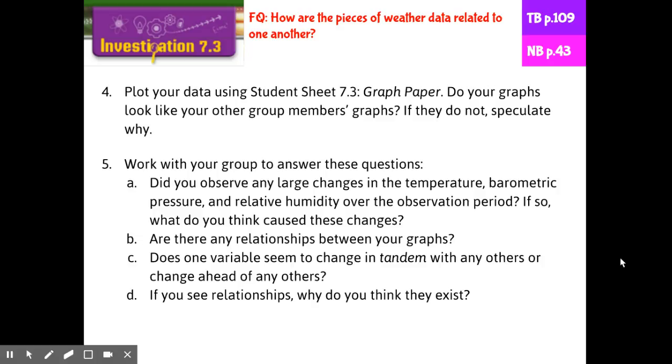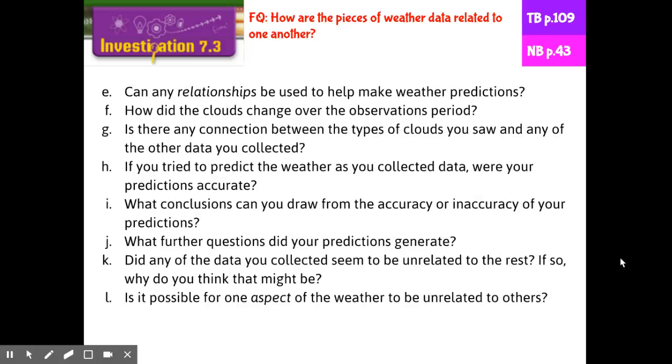There's a whole bunch of them. 5A says, did you observe any large changes in temperature, barometric pressure, relative humidity over the observation period? What do you think caused these changes? What are the relationships between your graphs? Does one variable seem to change in tandem with another? So basically, you're going to be going through all of these, looking for relationships and connections between all the different data. And looking at your graphs will help you with that.